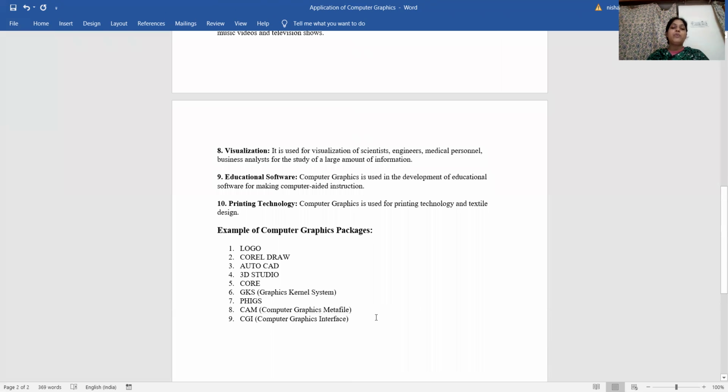Examples of computer graphics packages are Logo, CorelDRAW, AutoCAD, 3D Studio, GKS, that means Graphics Kernel System, PHIGS, CAM, Graphics Metafile, and CGI, Computer Graphics Interface. These all are examples of computer graphics packages.